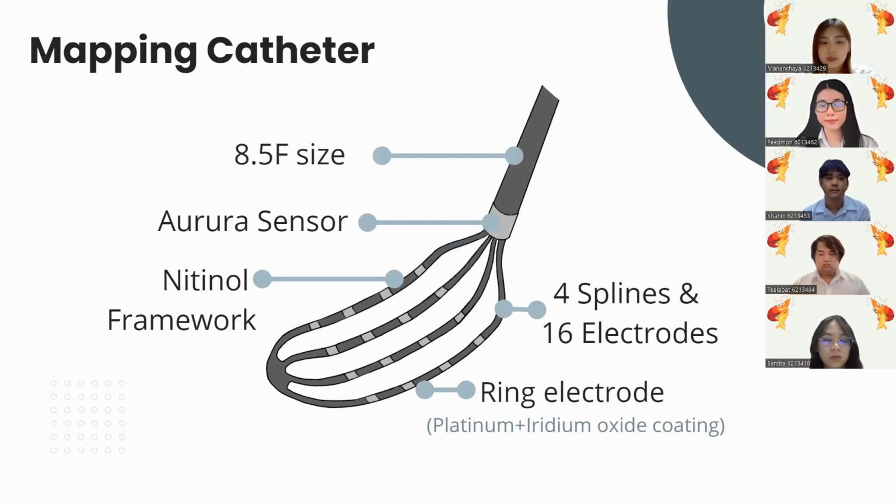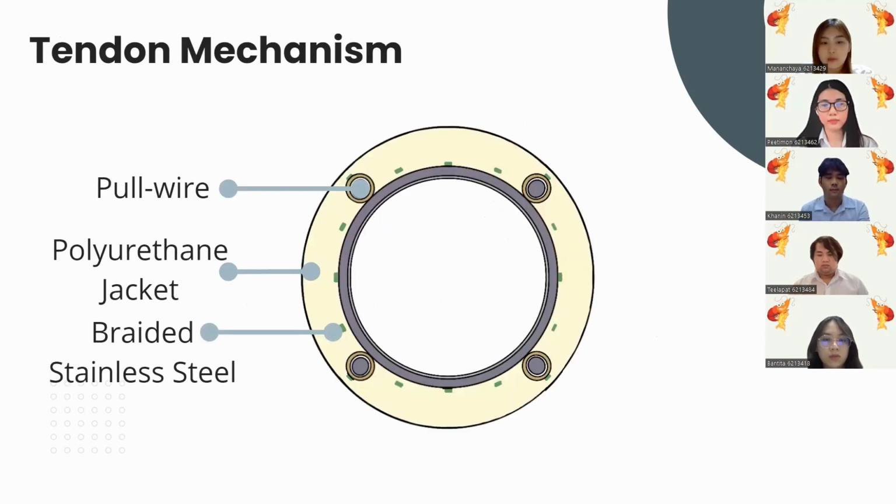To track the position, an Aurora tracking system wire will be coated with polyimide and inserted in a tube to reduce friction. Lastly, braided stainless steel is provided to maintain the structure of the catheter. And next will be about the circuit.